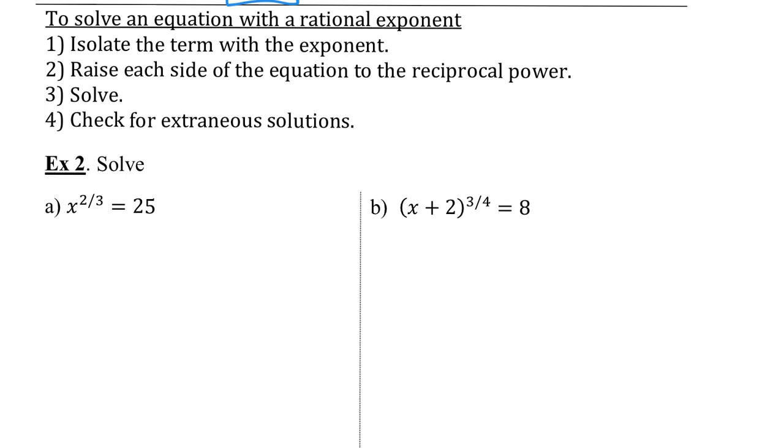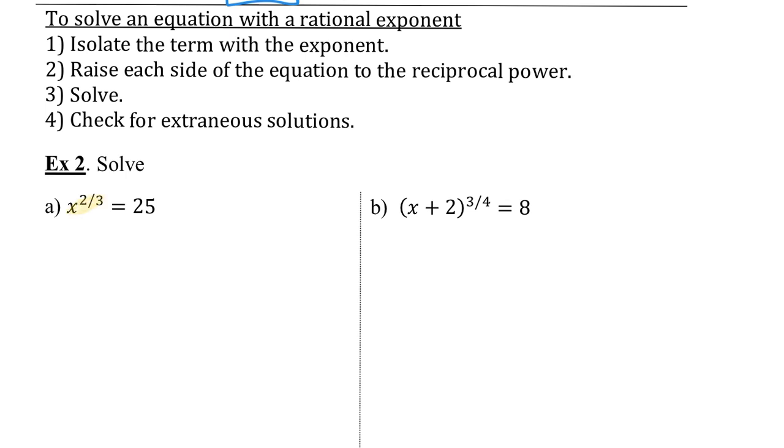Okay, so this is another strategy we could use. One, I'm going to isolate the term with the exponent. Two, I'm going to raise each side of the equation to the reciprocal power, solve, and check for extraneous solutions. Although checking for extraneous solutions is really only needed when it's an even root. That's the truth.